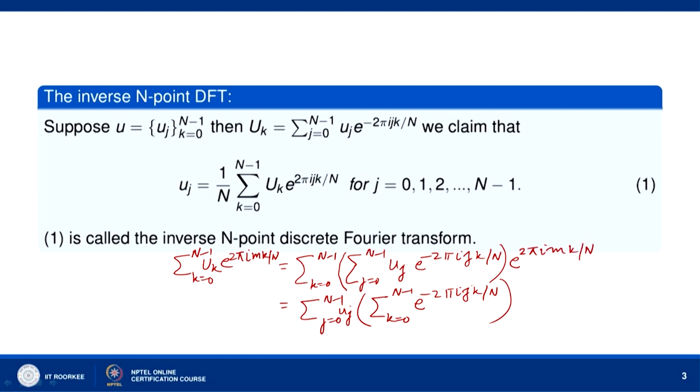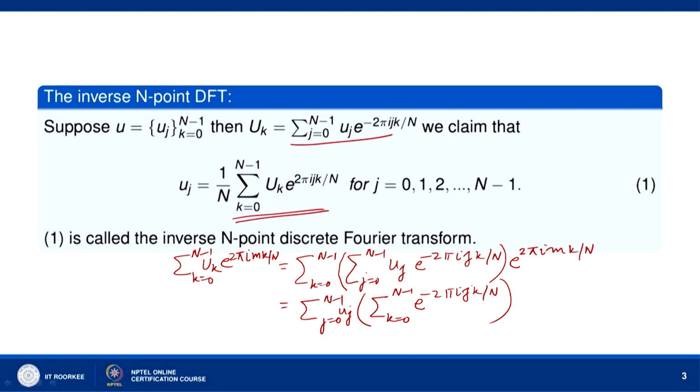So, I consider the right hand side: sigma k equal to 0 to n minus 1 of u_k e to the power 2 pi i, instead of j I write m, so 2 pi i m k by n. Then this is equal to sigma k equal to 0 to n minus 1, where I put the value of u_k from here, sigma j equal to 0 to n minus 1 of u_j e to the power minus 2 pi i j k by n, multiplied by e to the power 2 pi i m k by n.